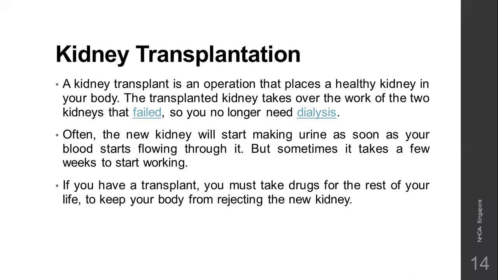Next is kidney transplantation. A kidney transplant is an operation that places a healthy kidney in your body. If the transplanted kidney takes over the work of the two kidneys that failed, you will no longer require dialysis. But even after transplantation, it happens that the body rejects the new healthy kidney and the patient may again be put on dialysis. Often the new kidney will start making urine as soon as your blood starts flowing through it, but sometimes it takes a few weeks to start working. If you have a transplant, you must take drugs for the rest of your life to keep your body from rejecting the new kidney.